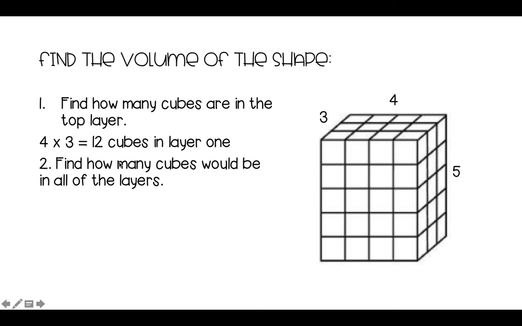Now, how many cubes would be in all of the layers? There's 5 layers, and to work out how many would be in 5 layers, we're going to go 12 times 5, which gives us 60 cubes in total. Therefore, the volume equals 60 units cubed.